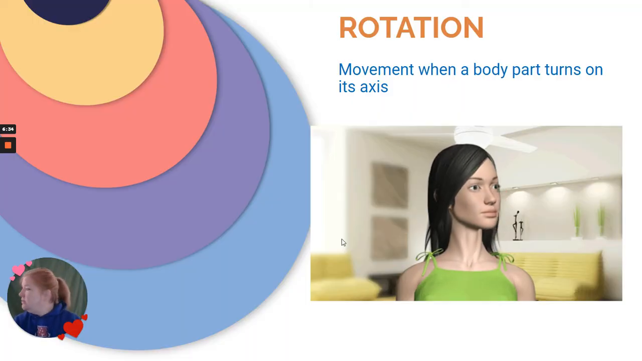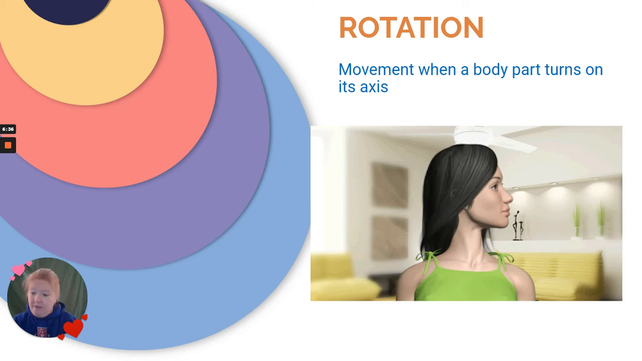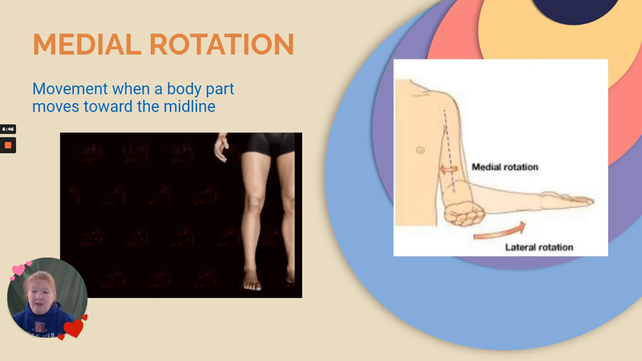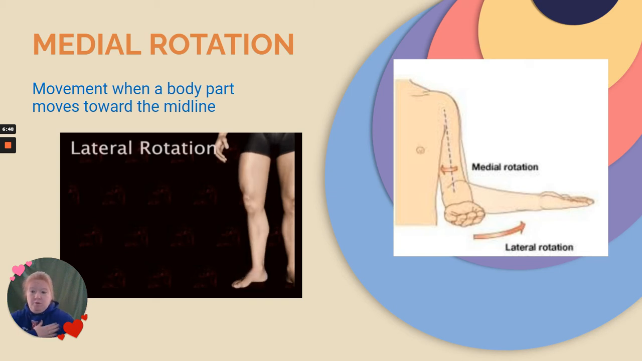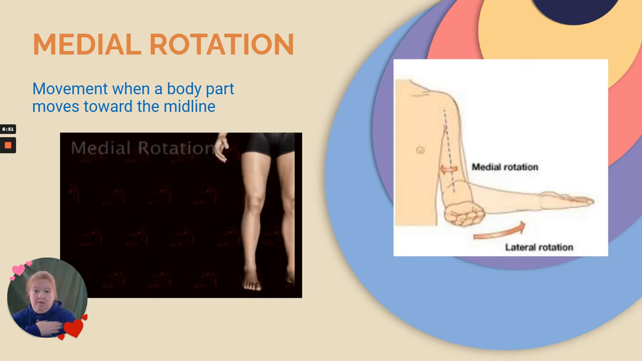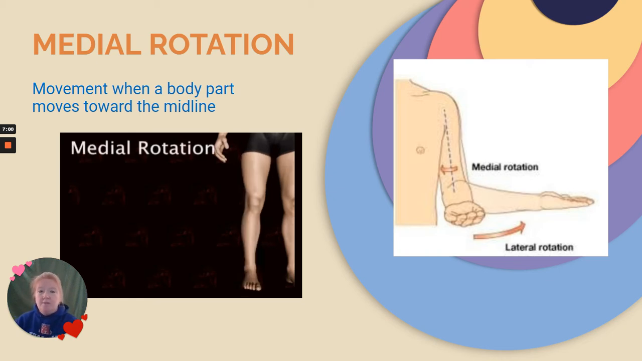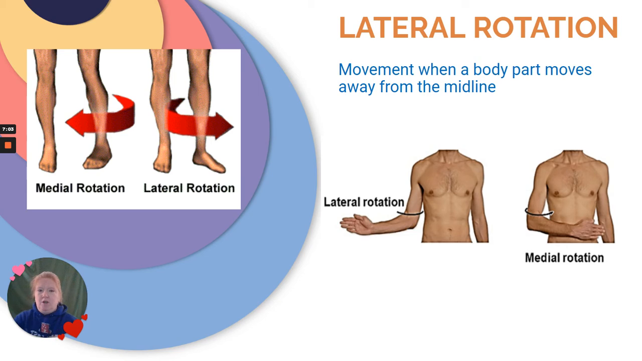Rotation. So that's when a body rotates on its axis. Okay. But we can be more specific with our rotation when we're not talking about the neck. We can talk about medial rotation, where the body part is moving toward the midline. So with my shoulder, rotating it like this. Okay. You can do that with your hip. You can see lateral versus medial rotating toward the midline. That's medial rotation toward the midline. And then lateral rotation would be away from the midline. So doing your shoulder outward.